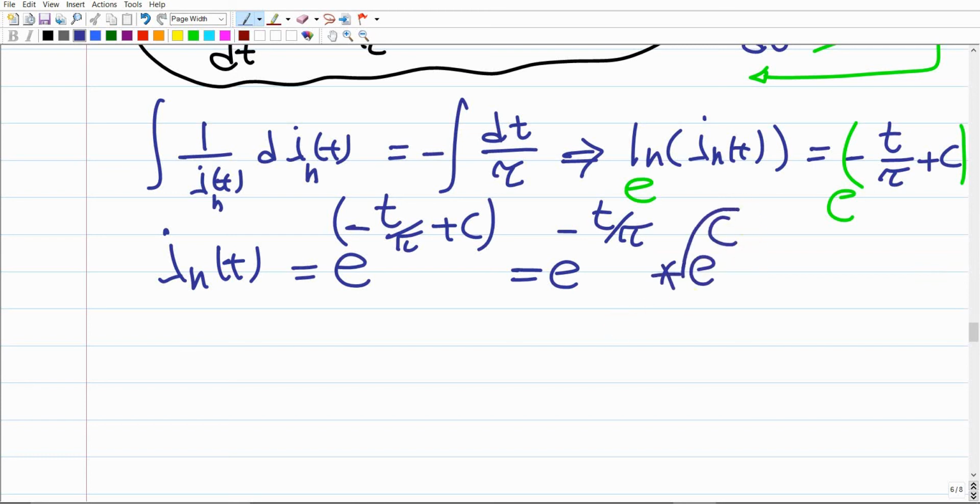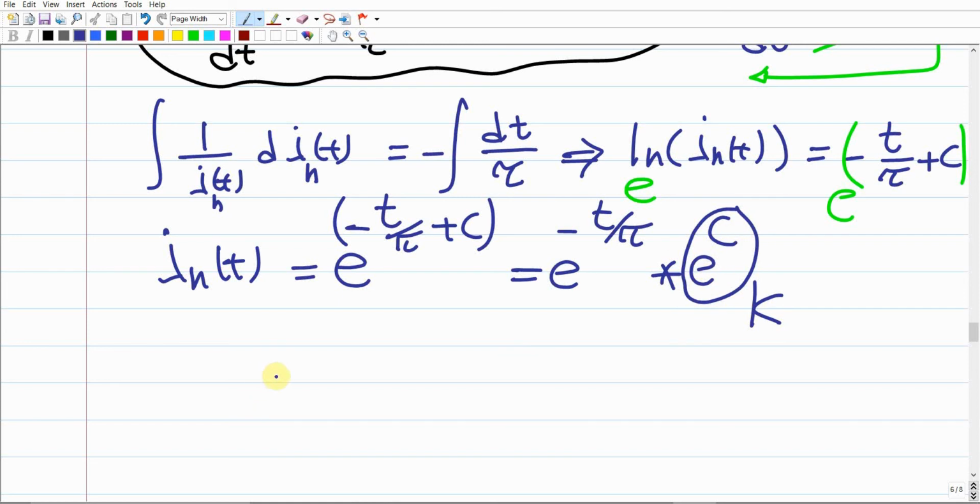This e power c, simply we can assume that this is just a constant value, because whatever e power any value is, any number is going to give us a number at the end, right? But anyway, it's going to be like a constant. So simply let us consider this constant here like k, which should be e power c, no matter what c is. Anyway, we're going to end up with a constant.